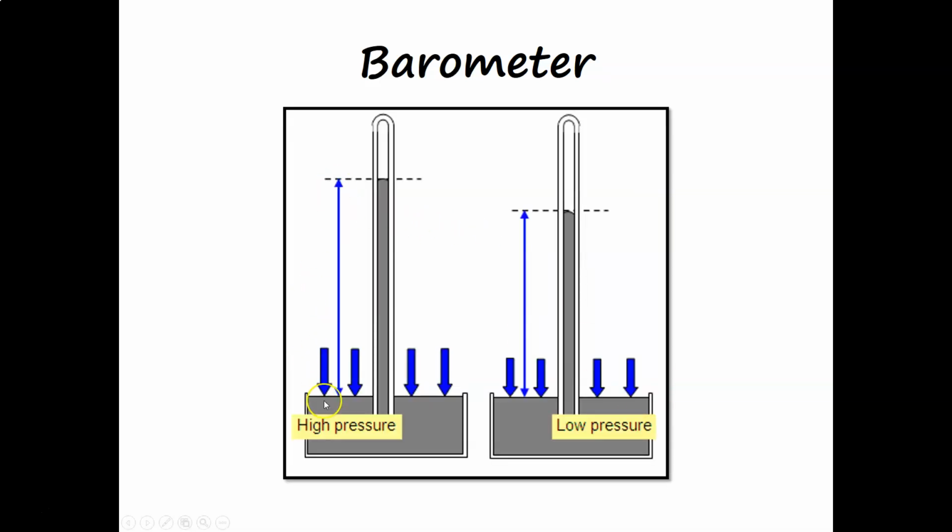If you have high pressure in the atmosphere, it pushes really hard and it pushes really high up. The column will be much taller. If you have lower pressure, it won't push as hard, so you won't get mercury pushed as high up. So you'll get a smaller column, a shorter height, a smaller pressure unit.